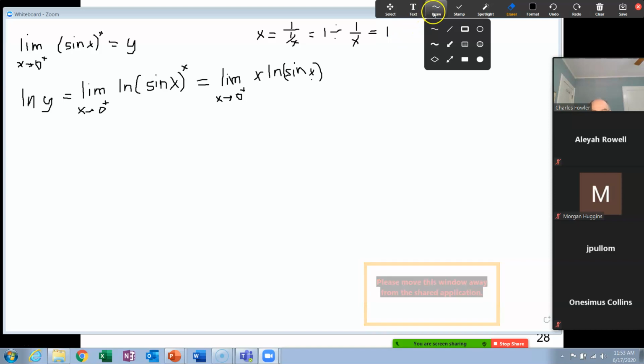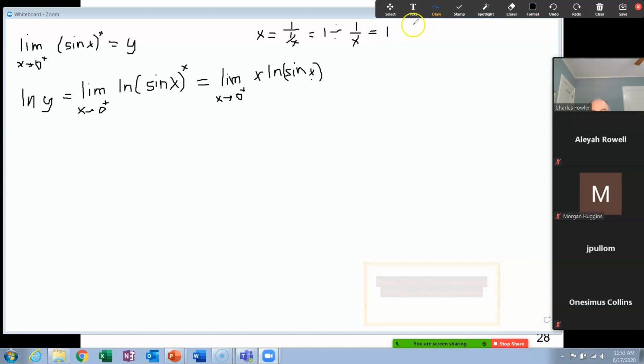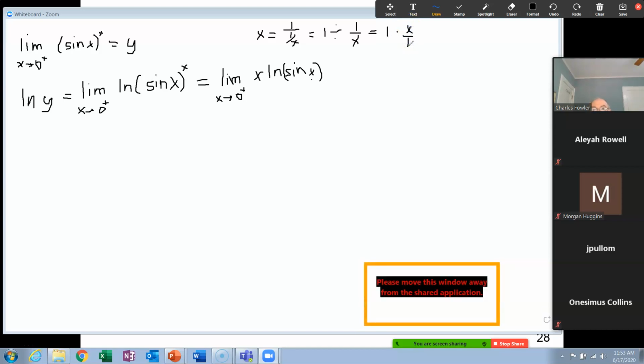1 times x over 1. And sure enough, that's x. All right? So what we've done now is change this x in the numerator to a 1 over x in the denominator. So that gives us the limit.